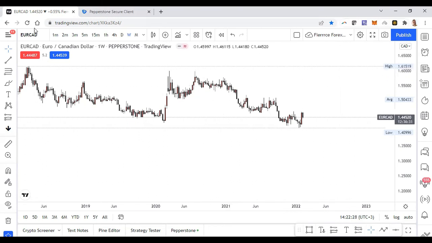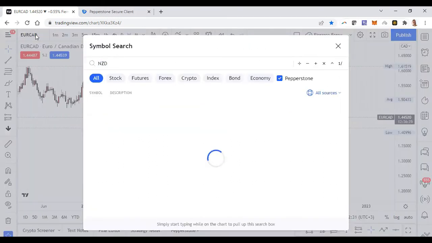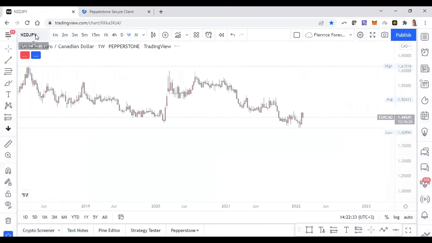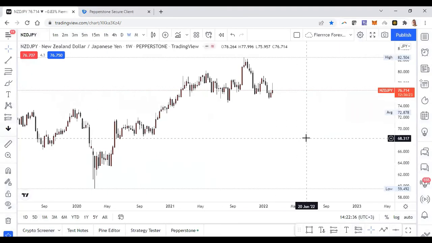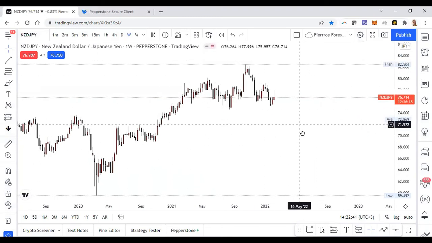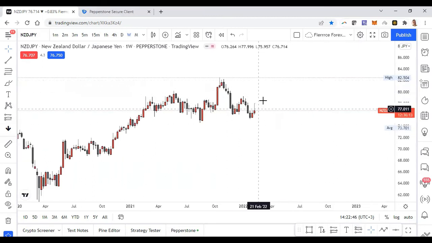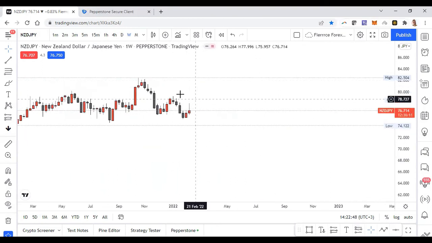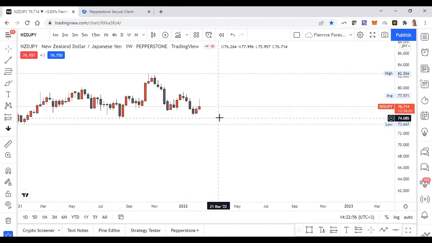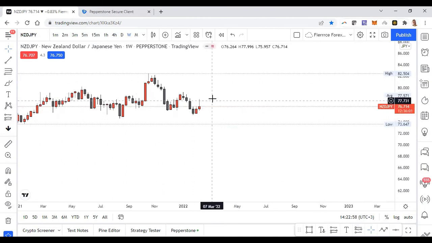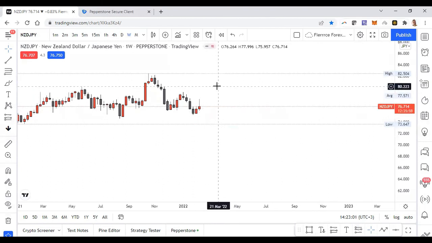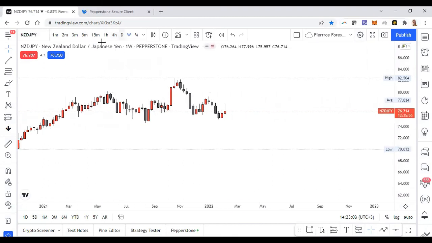On that note, let me look at an NZD pair. So NZDJPY, for example. This is on the weekly. We are looking kind of bearish. This rejection on the weekly, we just pushed up and then we closed with a weak rejection. But there's potential to continue to the upside.